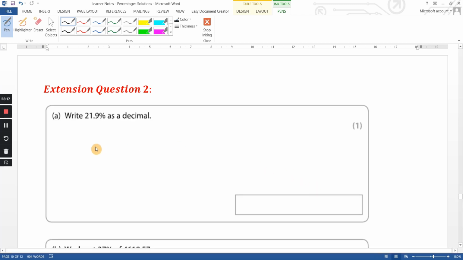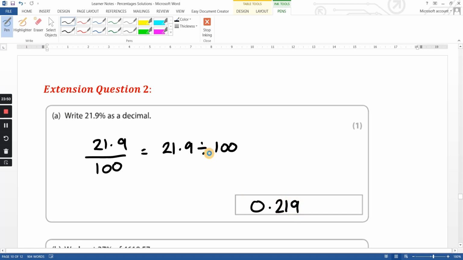Extension question 2, part A, write 21.9% as a decimal. Again, we can use our calculators for this, but that literally means 21.9 over 100, because percentage means out of 100. So as a decimal, technically what you're doing is the same as that. You don't even need your calculator for this, but you can work it out. It should be 0.219. If you type that in your calculator, you should get the same.